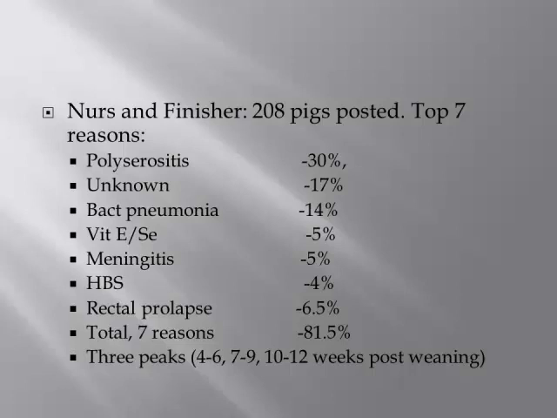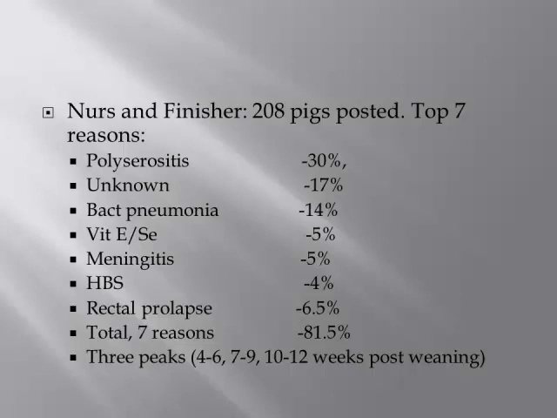In the nursery finisher flow, they posted 108 pigs with the top 7 reasons. Interesting that polyserositis jumped to the top of the list there, 30% of the pigs. And I know from my experience it's a horrible environment in that nursery. It's humid when those pigs get started, so it's not really a surprise to me. That, again, is supposed to be other, then bacterial pneumonia, vitamin E and selenium, meningitis, HBS.